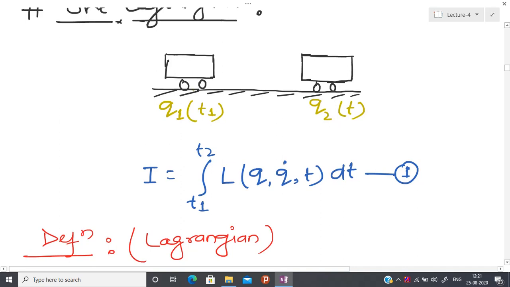I am assuming that this system is moving from this position Q1 to Q2, and since this object is moving only in one dimension, the degree of freedom is just 1. So I have just used one generalized coordinate, Q, to represent this system, and the rate of change is nothing but Q dot, the velocity of that system.